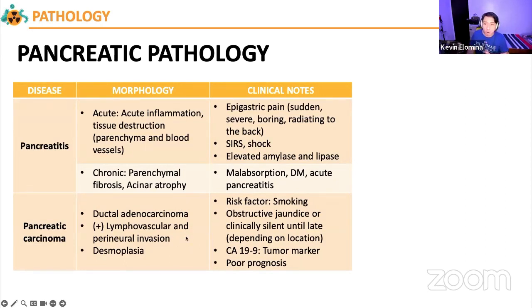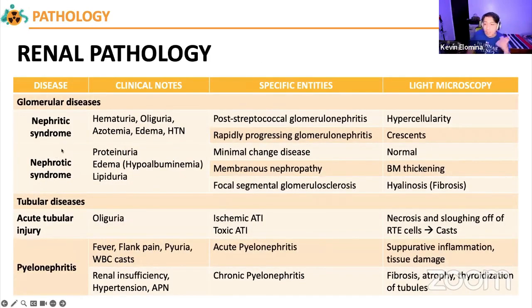Now, pancreatic carcinoma, one of the most lethal because ma-detect siya late. Most important risk factor is smoking. If it occurs in the head, which is the most common site, you can present with obstructive jaundice. But malas mo pag body and tail kasi di mo siya ma-detect until advanced na. Tumor marker is CA19-9.